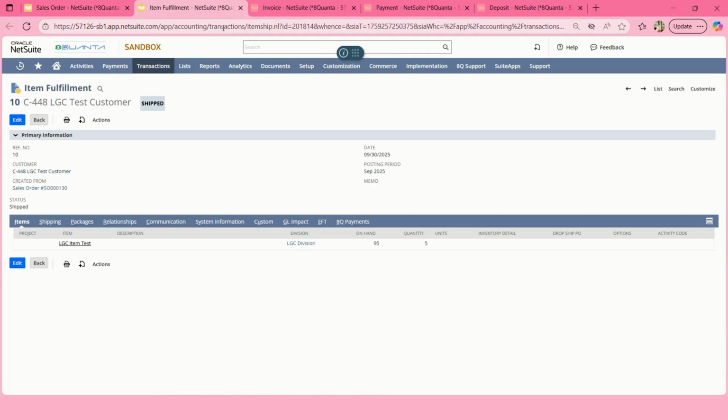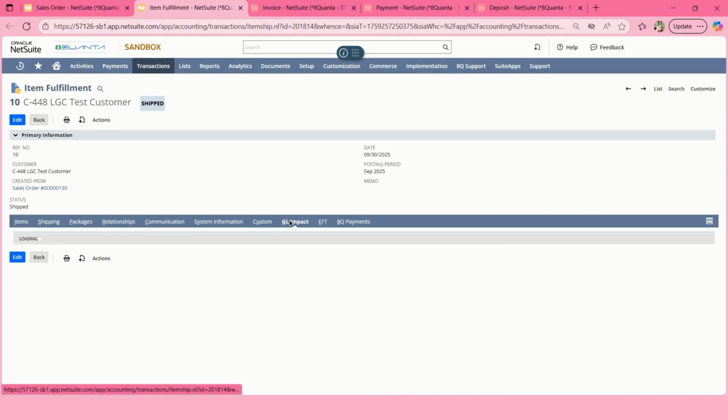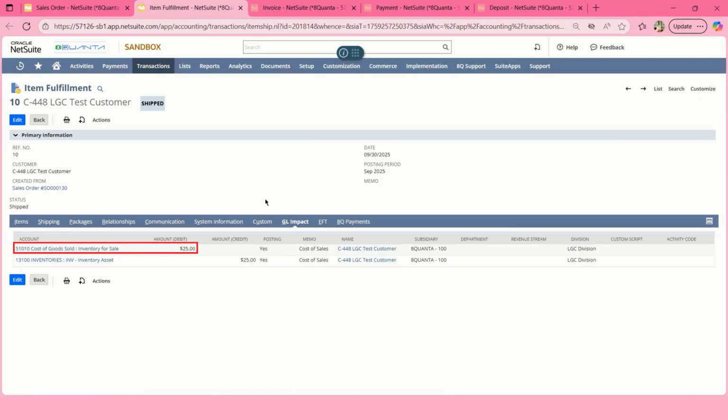Next is item fulfillment. At this stage, inventory is reduced and the cost of goods sold is recognized. Debit, cost of goods sold. Credit, inventory asset. The amount is equivalent to the item cost multiplied by the quantity fulfilled.